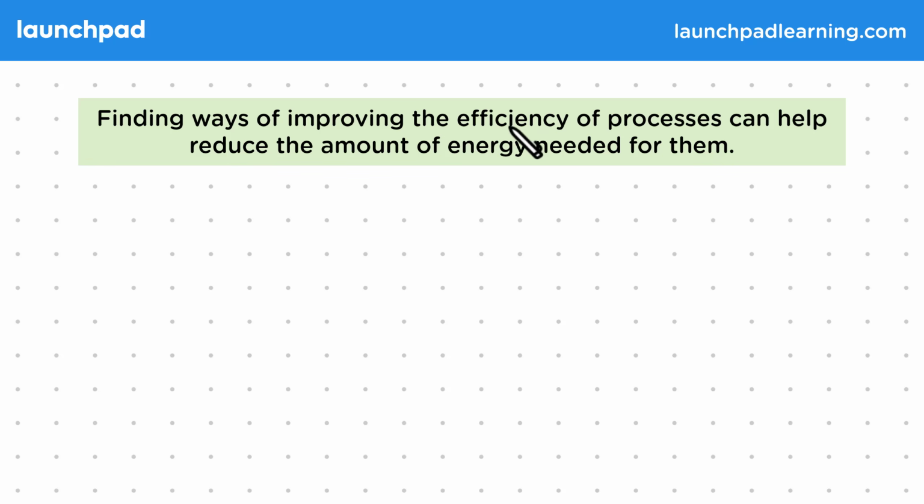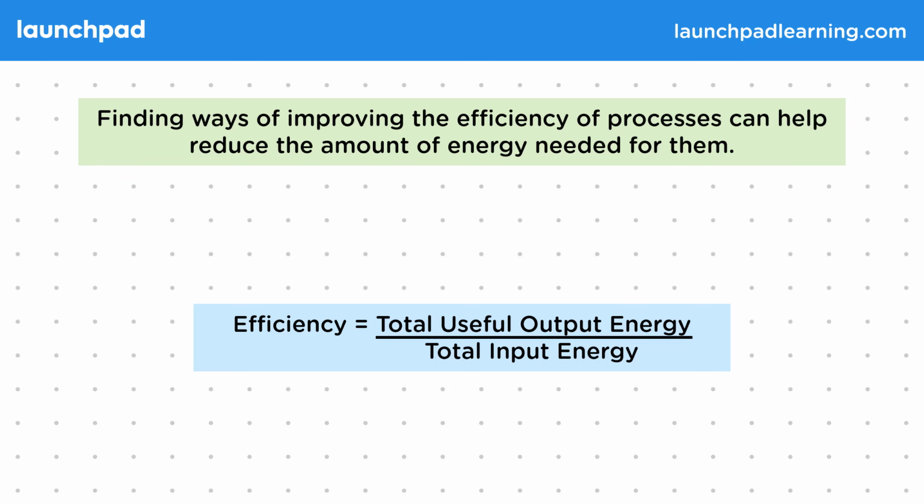Finding ways of improving the efficiency of processes can help reduce the amount of energy needed for them. So most processes, like boiling water for example, will always require the same output, so reducing the input is important. We can analyse the efficiency equation to find ways of improving this.